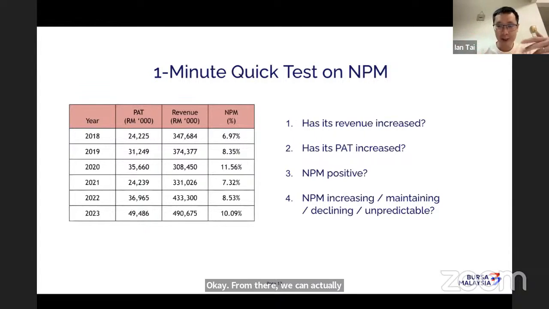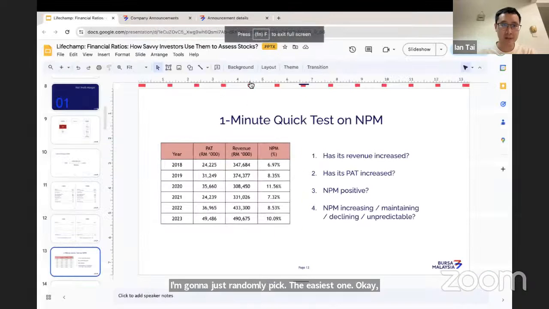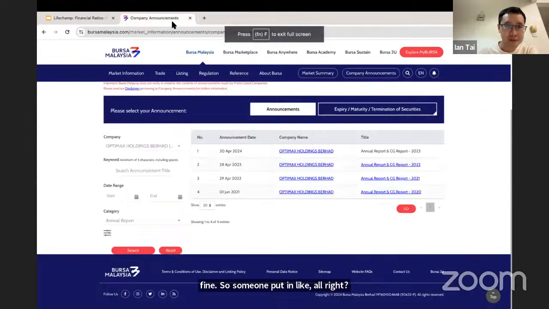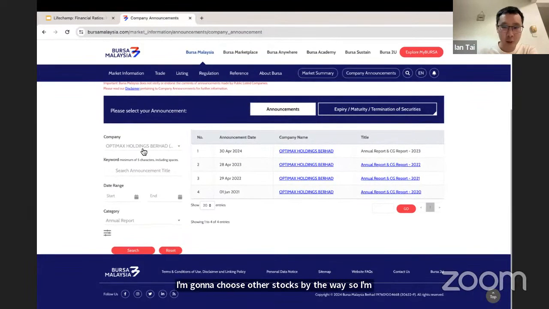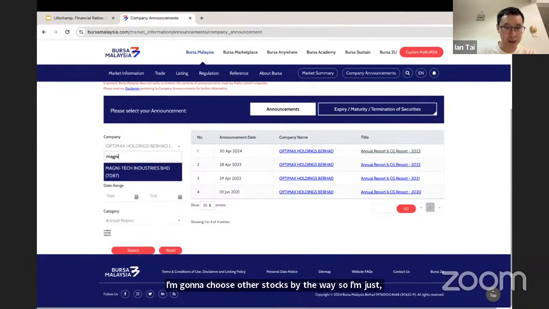Now, let me choose maybe one of the stocks that you guys put in. I'm going to randomly pick the easiest one. So someone put in Magni, so let's do a little bit on Magni. I'm going to choose other stocks, by the way, so this is quite random. I'm going to just type in Magni.